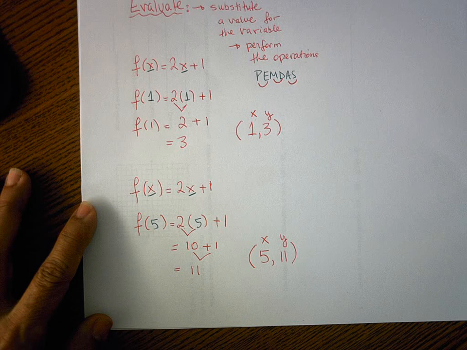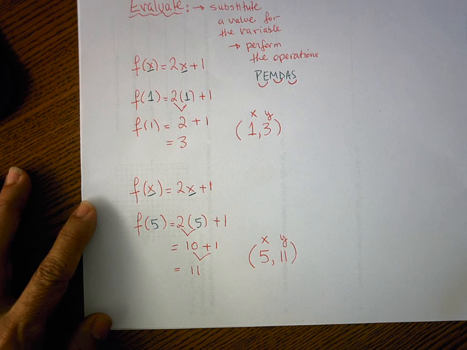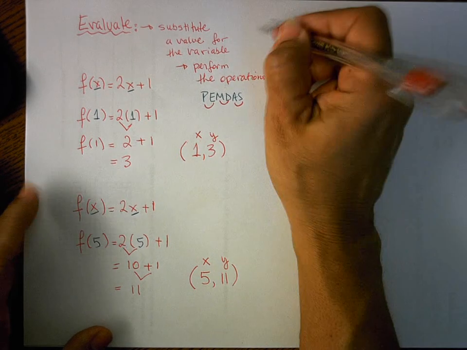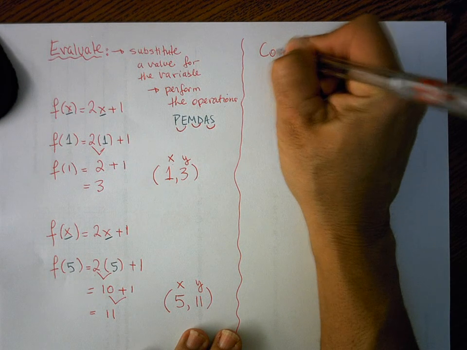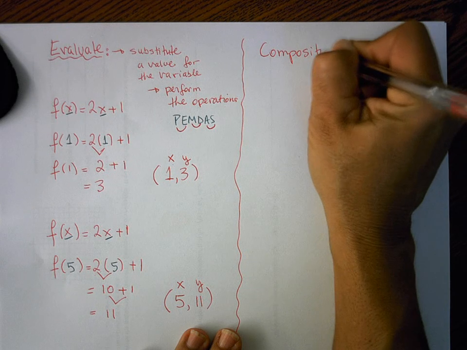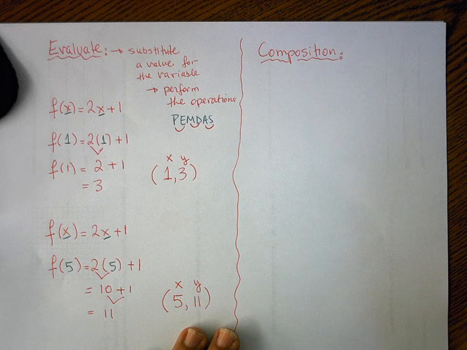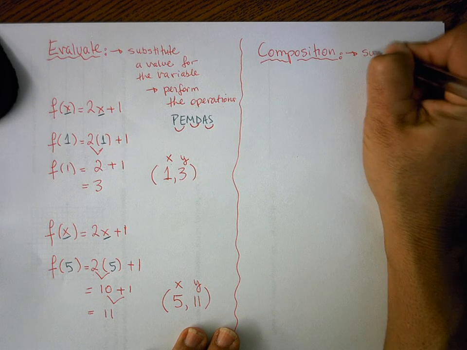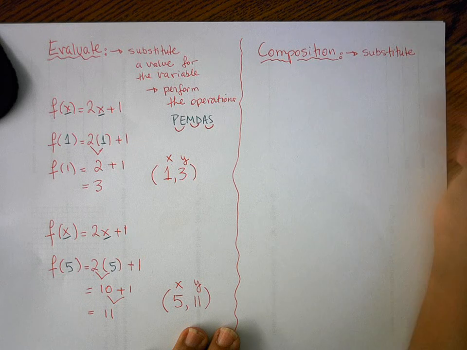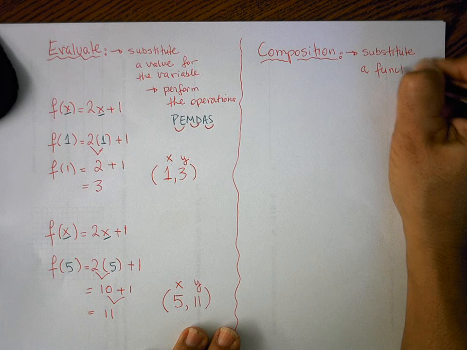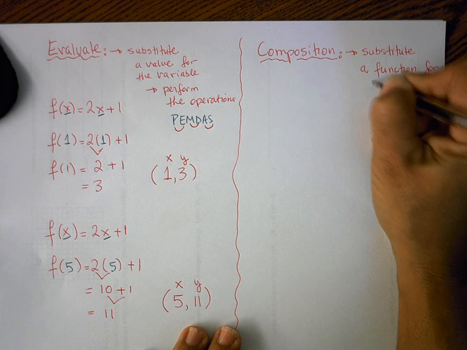If you forgot what evaluating a function means, we're going to evaluate functions all the time. Okay, but that transfers over, that carries into composition, okay? You can see the example here. I'm going to leave it side by side. What does composition mean? So let's write the word composition, okay? What is composition? Well, in composition, I'm going to substitute a function for the variable.